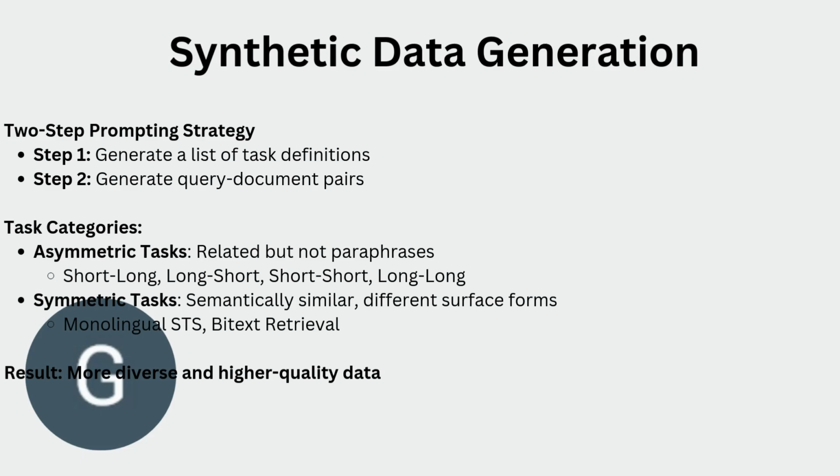And then you have symmetric tasks where the query and document are semantically similar but differ in surface form. So these are basically the task categories and the approach in which they generate the synthetic data, which we can use to fine tune the LLM on. Now, within the paper, what they say is that the best results they achieved for the embeddings was when they used a mixture of synthetic data and data from existing data sets.